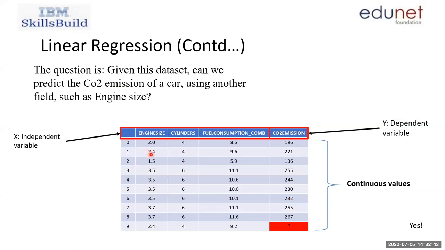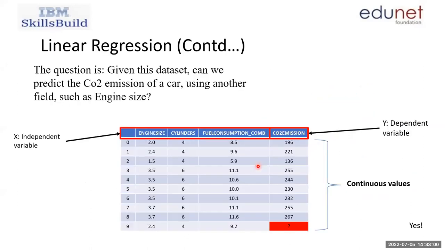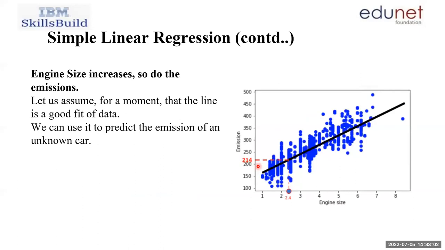We have 2.4 here, right? Engine size of 2.4 here. Based on the regression line, it predicts the value 214. It may not be exactly the actual value, but it will be close to the actual value. So here the actual is 221, but our regression algorithm predicts 214. This is the concept of regression. For 2.4, we have predicted the emission value 214.